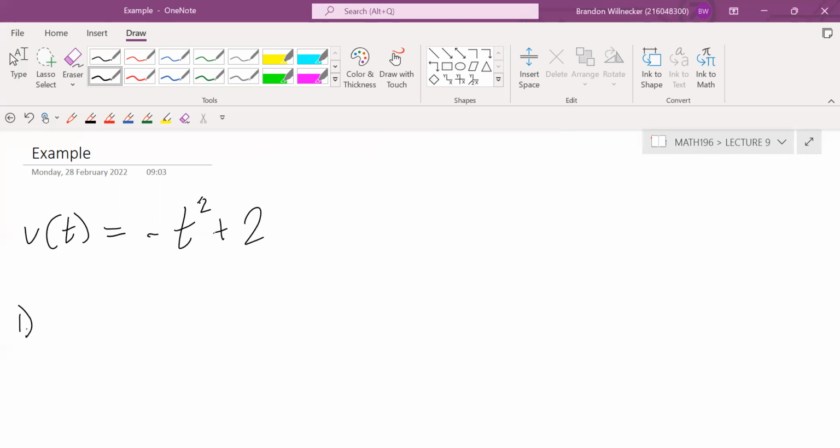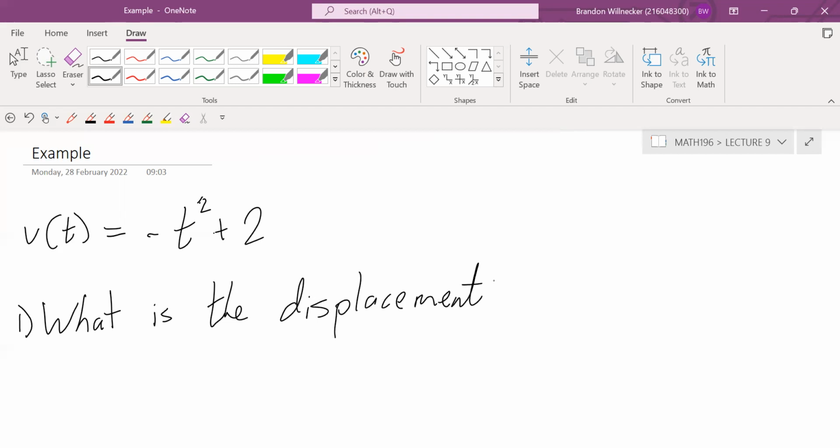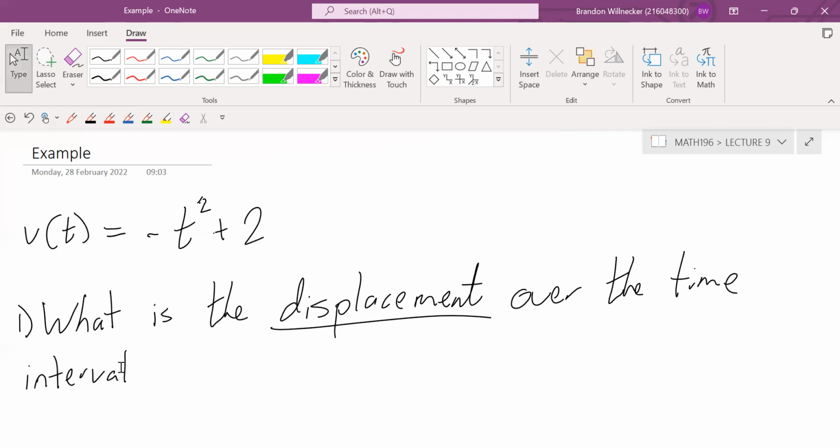So question 1. What is the displacement over the time interval (0, 3)? Okay, so now we want to know displacement, which means we don't care about the path. All we care about is where did you end, where did you begin? You take the difference. So in that case, we just have to integrate up the velocity. We don't have to do absolute values or anything, because the sign is important.